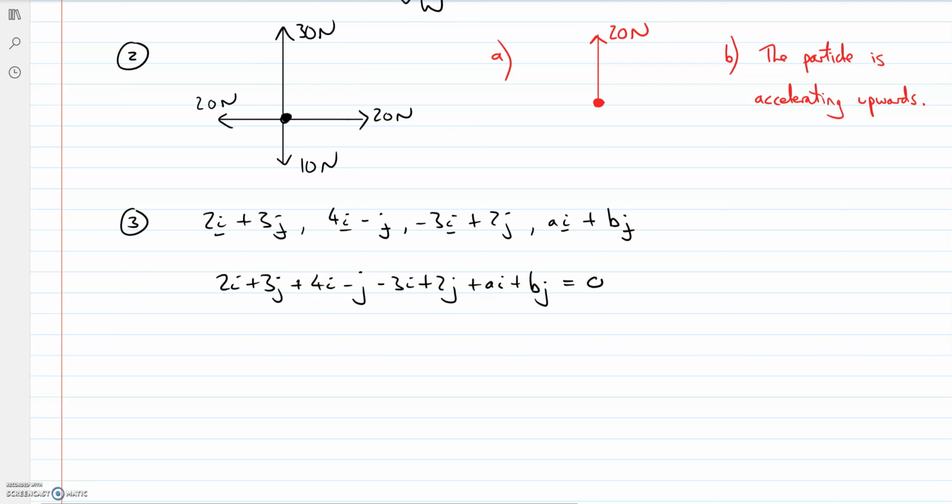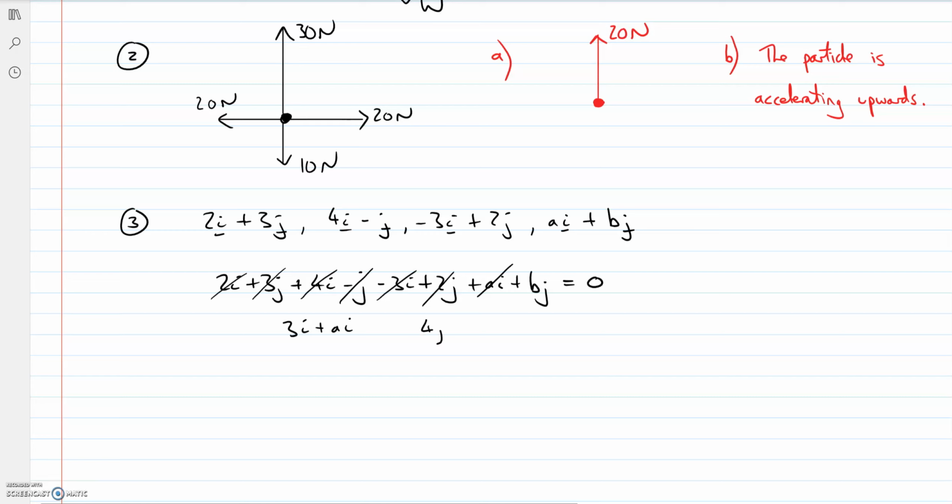Okay, in this case, there is no resultant vector. The object is not going anywhere. And then we can match up all the i's, match up all the j's, and we should be able to find a and b. So we've got 2i plus 4i is 6i, minus 3i is 3i, plus ai, so they're my i's. And then j's, I've got 3 minus 1 is 2, plus 2 is 4.